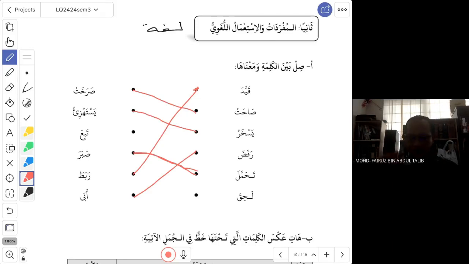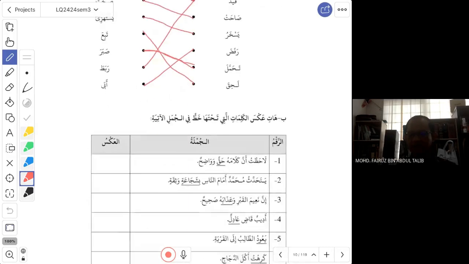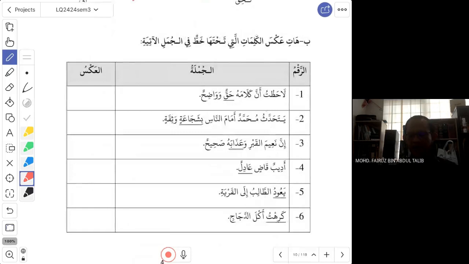Lahiqa, follow. Of course, the last word is tabi'ah. Tabi'ah is lahiqa, to follow. This is the meaning of the words. Now, give the opposite, the antonym, of the word that is underlined.